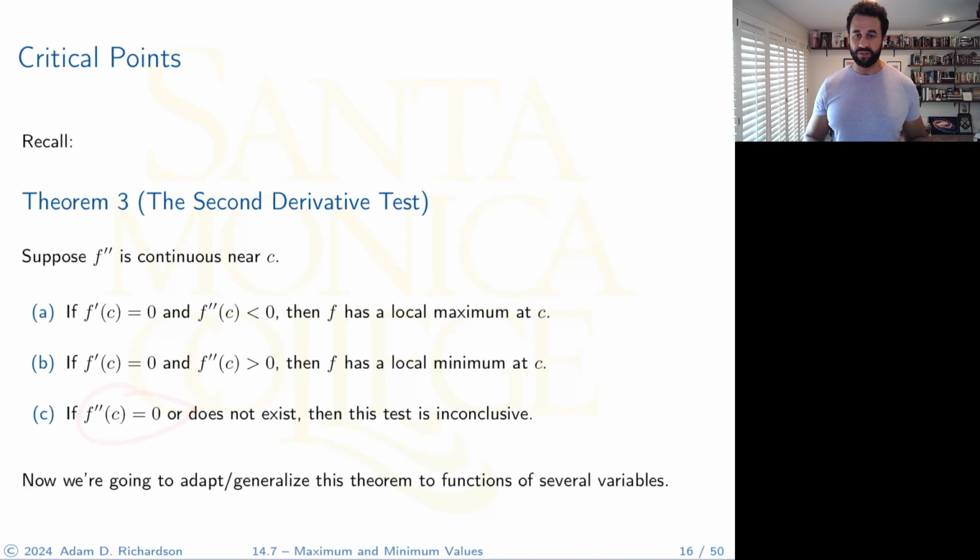If the second derivative was 0 or it didn't exist, then the test was inconclusive, so you had to throw it out. Now, what we want to do is generalize this test to functions of several variables. And to do that, we're going to need something called the Hessian matrix.